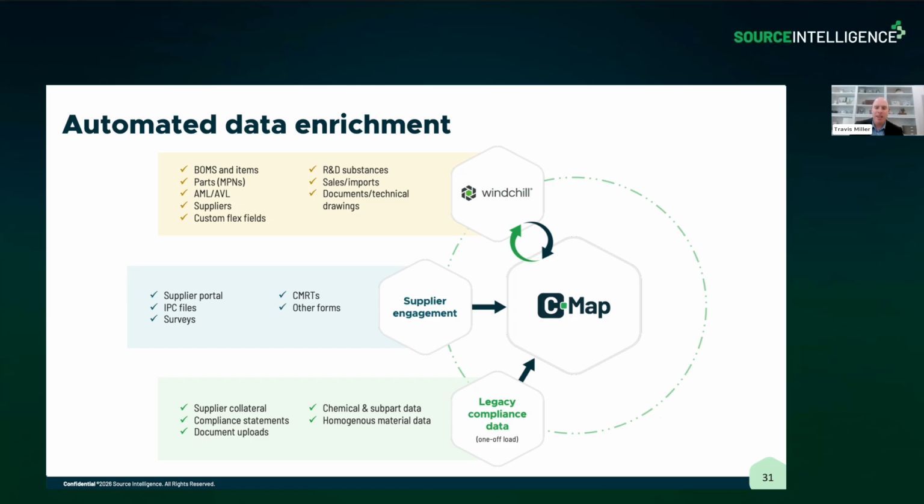Supplementing and enriching that with supplier engagement, but only where you have to. Because so much of this information is going to exist in legacy compliance data. That's going to be collateral, compliance documents, document uploads, chemical information, homogeneous materials data. And then performing those surveys or the outreach and engagement through portals, file transfers, surveys, emails, dragging CMRTs off of websites, and creating that holistic view, that automated data enrichment cycle that is virtuous and allows you to benefit from the latest information.